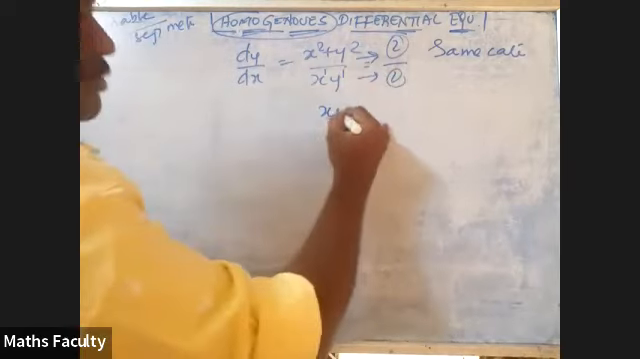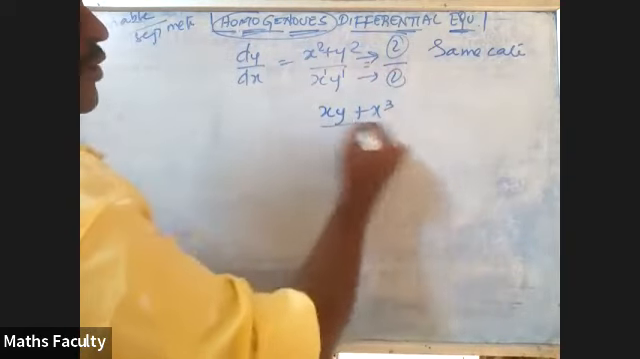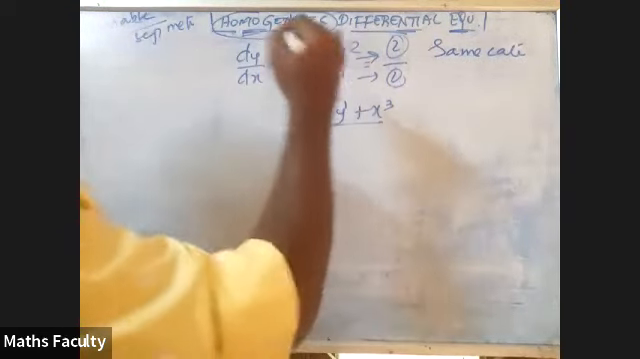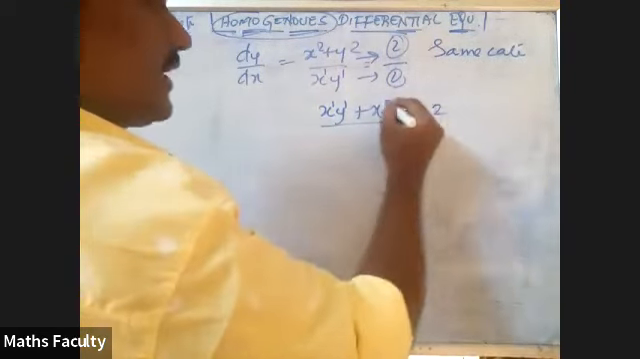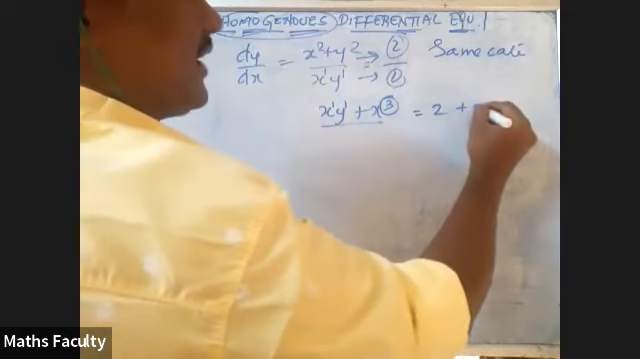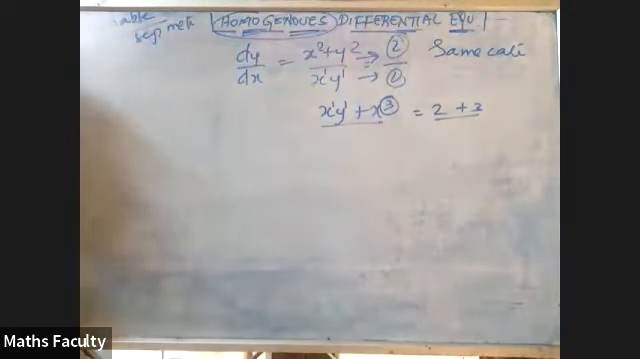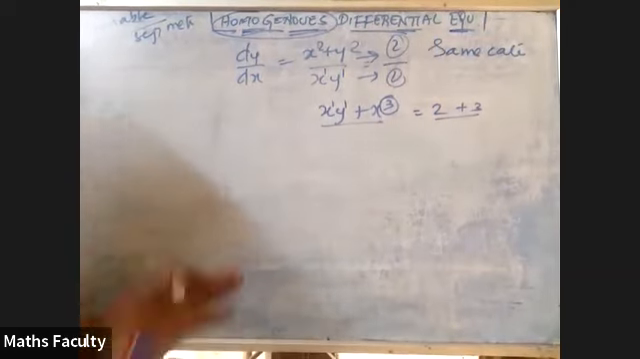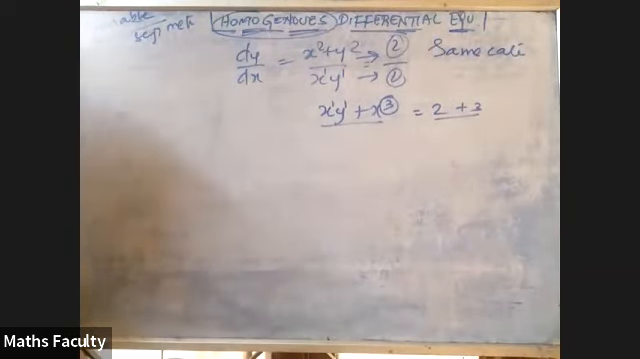If we take xy plus x cube in the numerator, the degree of the first part is 2 and the degree of the second part is 3, which means this is not a homogeneous function. If the degrees are the same in both numerator and denominator separately, then we can say it is a homogeneous equation.